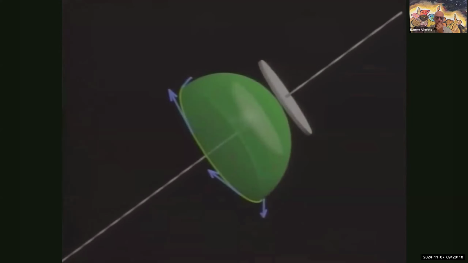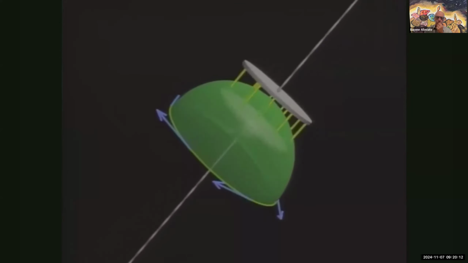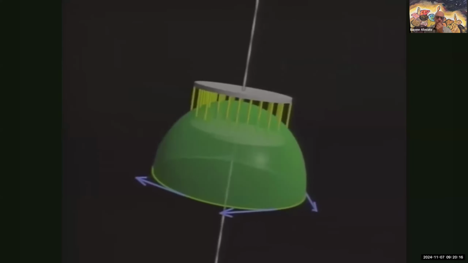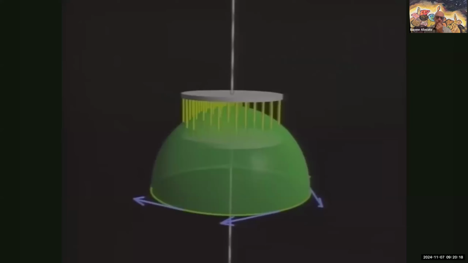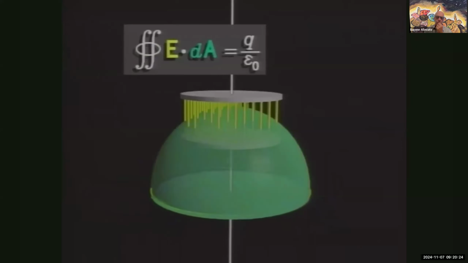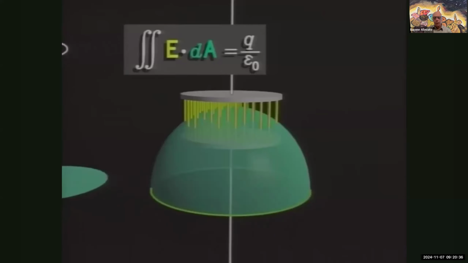As current flows into the capacitor, charge builds up, which creates an increasing electric field between the plates. The electric flux through the membrane can be deduced from Gauss's law by imagining a closed surface. All the flux goes through the dome-shaped membrane, and it's equal to the charge on the capacitor plate over epsilon naught.